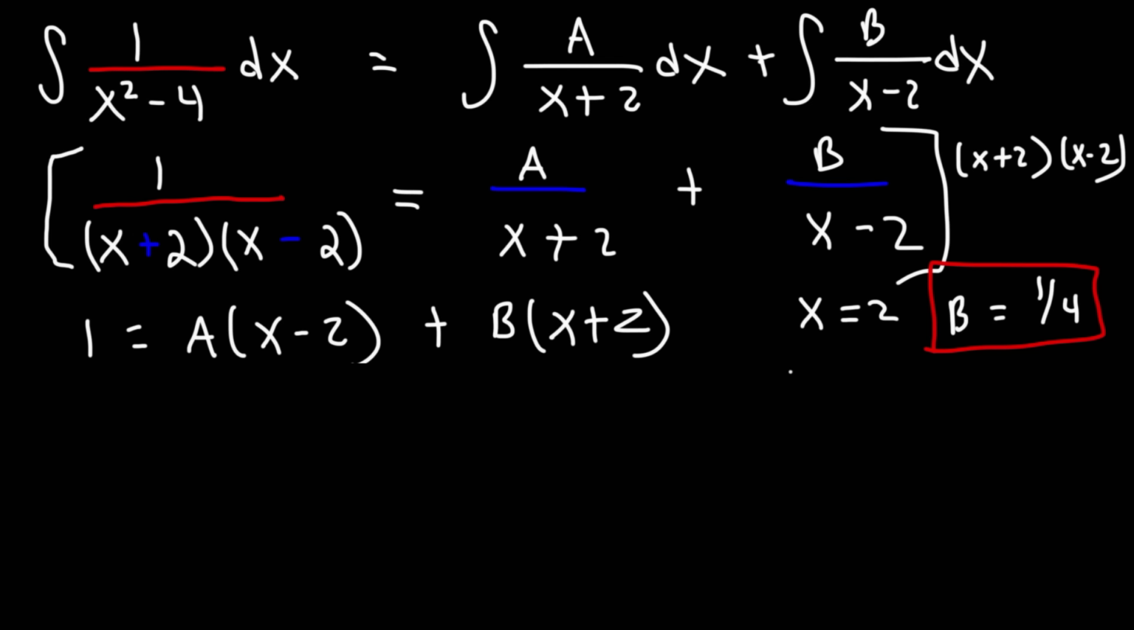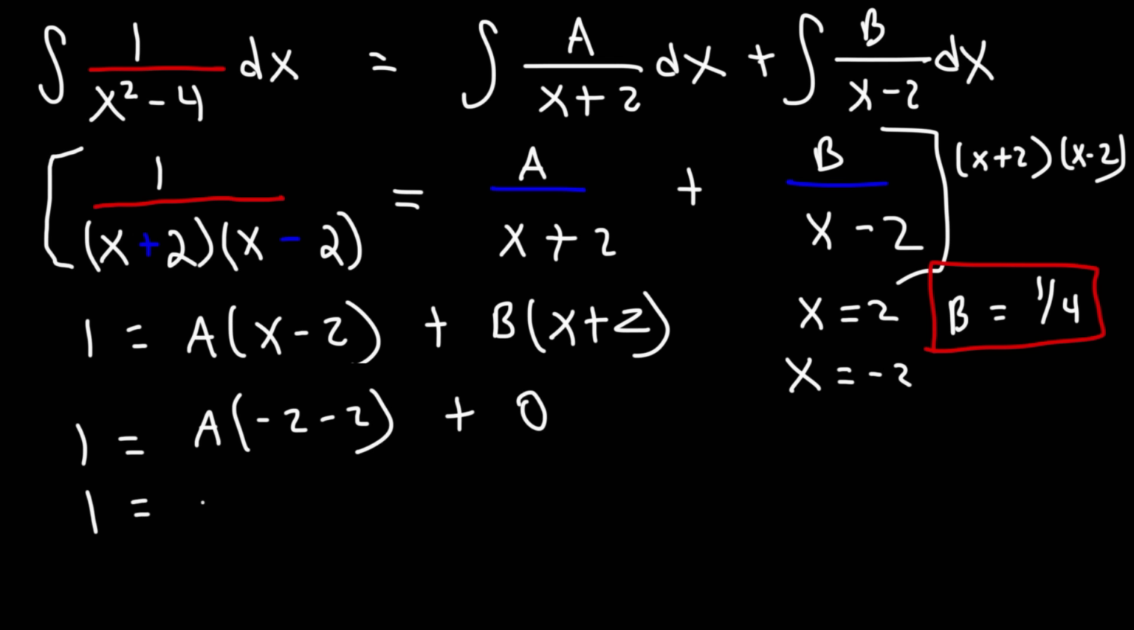Now, another value that we can plug in is negative 2. If we plug in negative 2, negative 2 plus 2 becomes 0. So this whole thing becomes 0. And so what we're going to have is 1 is equal to a times negative 2 minus 2. And negative 2 minus 2 is negative 4. Dividing both sides by negative 4, we'll get that a is negative 1 over 4.